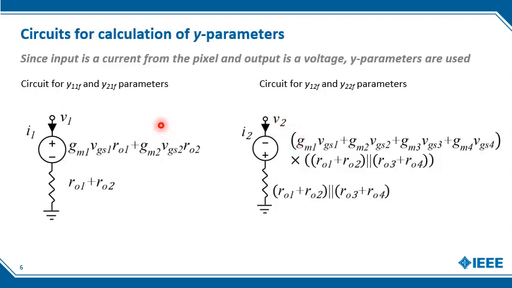So then, for Y11F and Y21F, when we made V2 0 and V1 with several Thevenin and Norton transformations, it came out to this simple circuit, which is a voltage source and a resistance. Doing the same for V1 equals 0 to calculate Y12F and Y22F, we got this circuit with this equation.